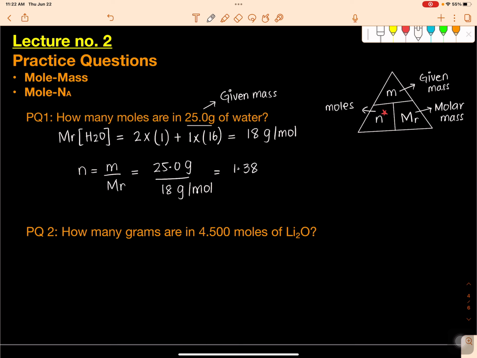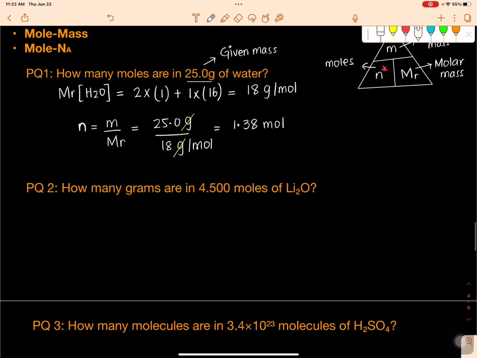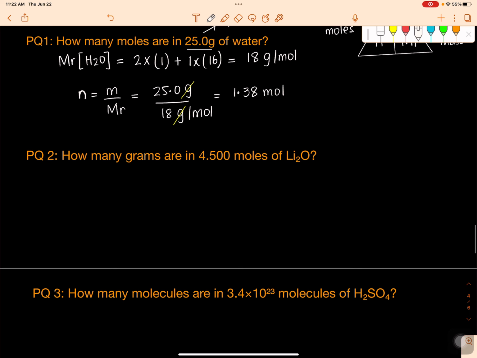that is 1.38. Now the question is, what is the unit of this calculation that we have performed? So we see that grams and grams will be cancelled out, and mole will move up, and the answer will have the unit 1.38 mole. And also we were calculating the number of moles, so n has the unit mole. Now let's move on to the next problem.